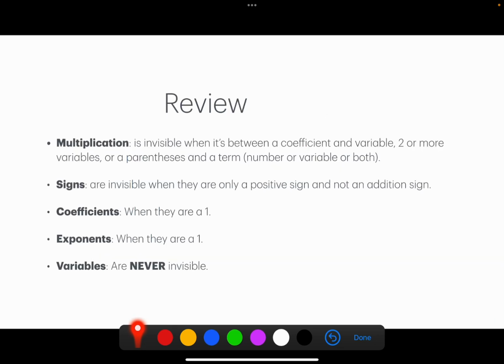All right, so let's review. Multiplication is the default operation in math. So if you know that there's an operation happening but there's nothing written there, it's multiplication. You'll see it in between a coefficient and a variable. You will also see it in between two or more variables. If you have 3xyrz, we have invisible multiplication signs in between each one of these. And when you see a number or a variable that is outside parentheses, that is also multiplication.